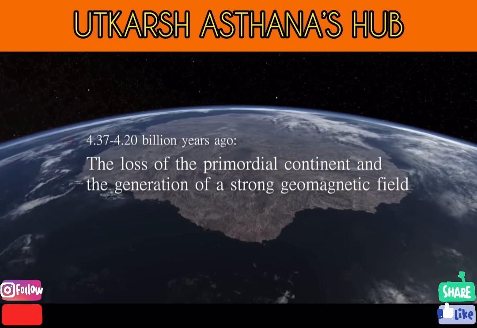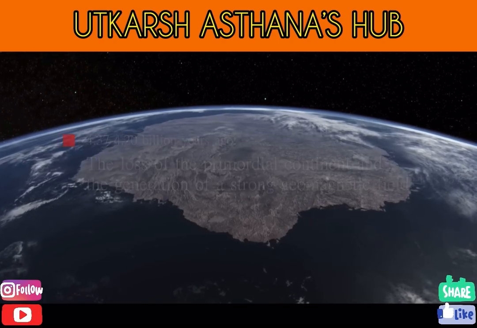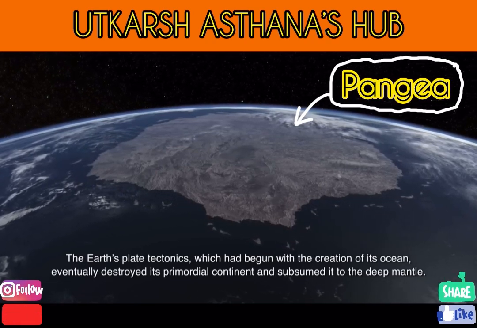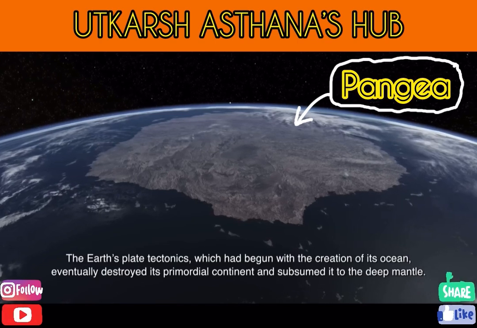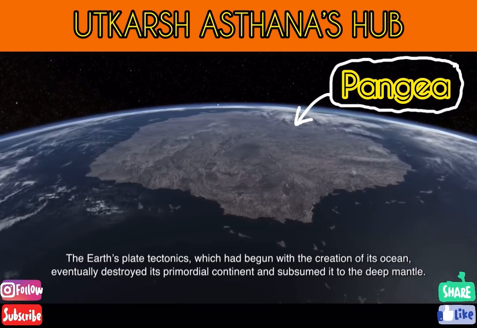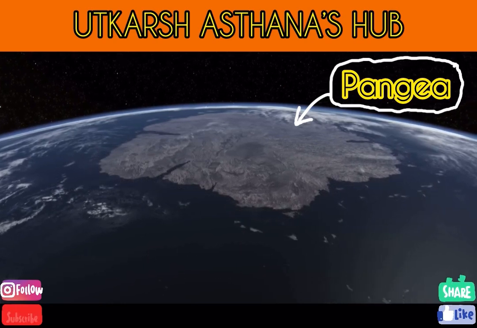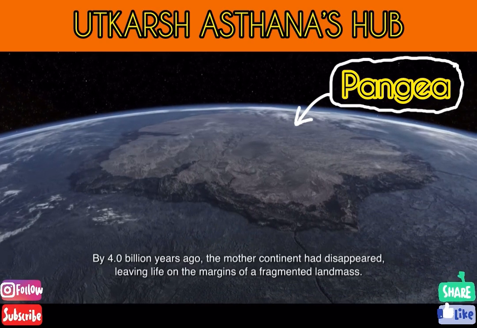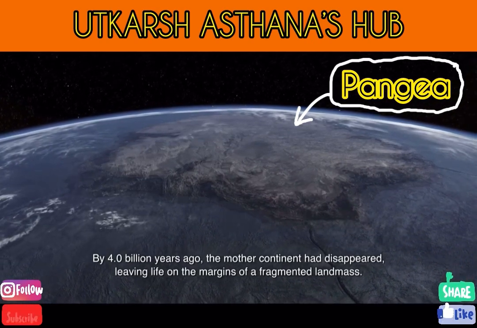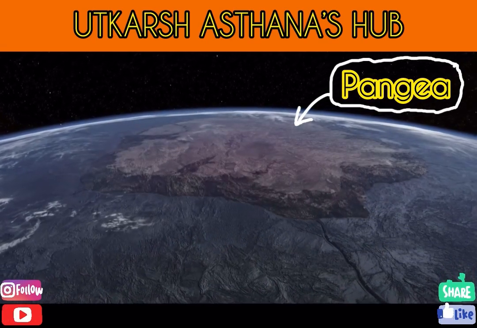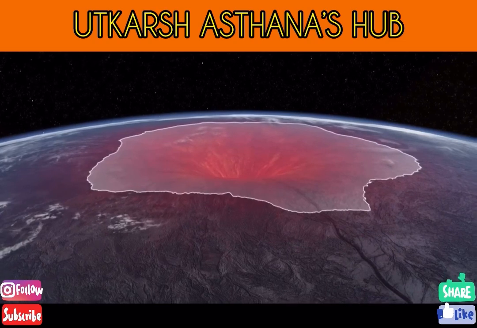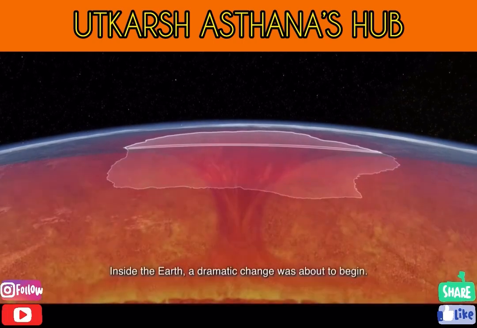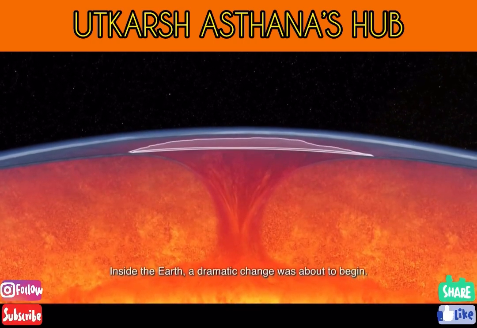The loss of the primordial continent and generation of a strong geomagnetic field occurred 4.37 to 4.20 billion years ago. The Earth's plate tectonics, which had begun with the creation of its ocean, eventually destroyed its primordial continent Pangaea and subsumed it into the deep mantle, because of which, by 4.0 billion years ago, the mother continent Pangaea had disappeared, leaving life on the margins of a fragmented land mass. Pangaea was sucked inside the Earth, and as it went inside, a dramatic change was about to begin.